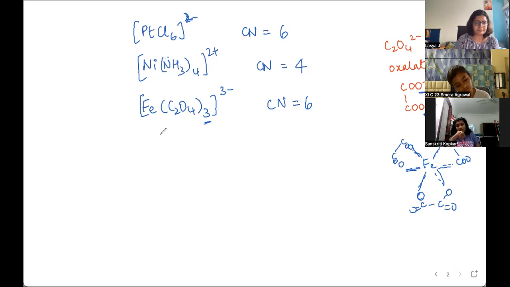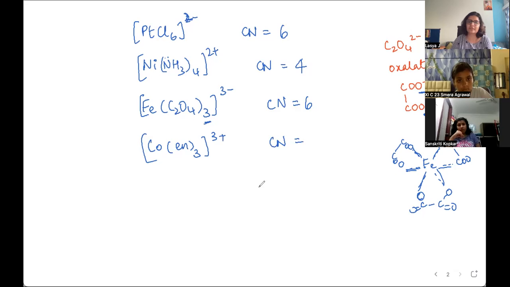Next, Co(en) taken thrice, 3 plus. What is the coordination number of cobalt in this? en is ethylenediamine. We've just looked at ethylenediamine. If you don't remember, flip the page and figure out how much it will be. Sanskriti, tell me.